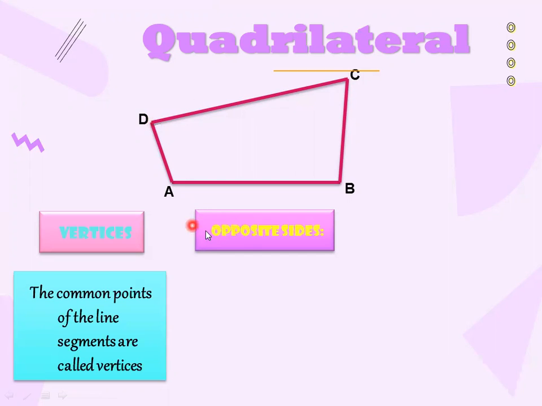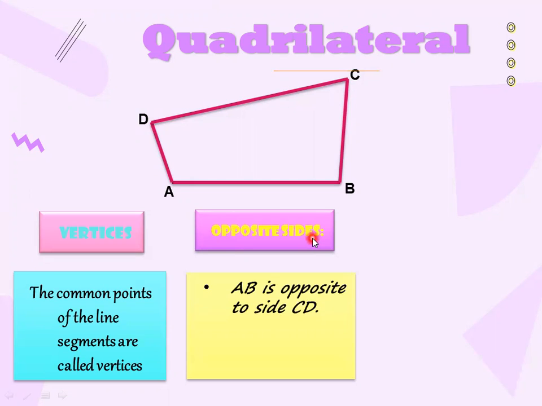Next is opposite sides. Now what are opposite sides in a quadrilateral? AB is opposite to side CD. Which is AB? This one. This is AB. The opposite side of AB will be this CD. So AB and CD are opposite sides. Similarly, AD is opposite to side BC. Where is AD? This side. So the opposite side of AD will be this BC.